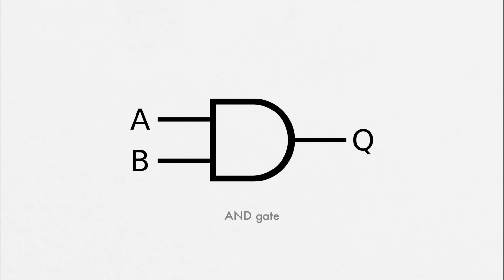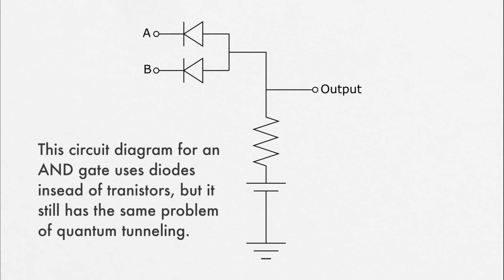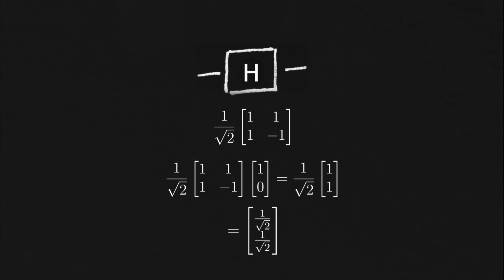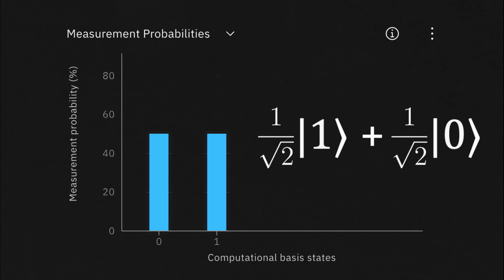There are also more complicated classical gates, such as the AND gate. Another important quantum gate, the Hadamard gate, creates a uniform probability, at 50-50. In this case, a qubit is converted from a state of 0 to a 50-50 superposition of 1 and 0. I simulated this circuit in IBM's quantum computer.